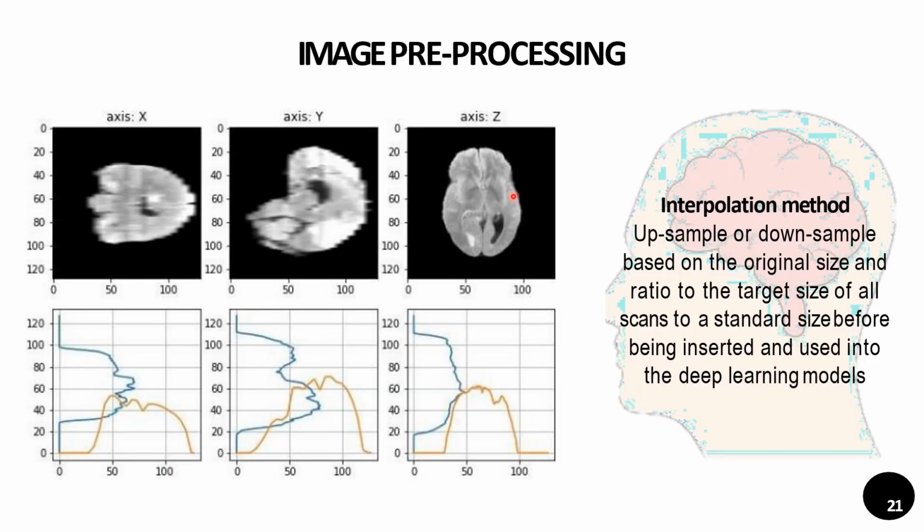And after that, we implement the image preprocessing. We use the interpolation method. It upsamples or downsamples based on the original size and ratio to the target size of all scans to a standard size before being inserted and used in the deep learning models. So these are 3-dimensional images, with X, Y, Z dimensions.